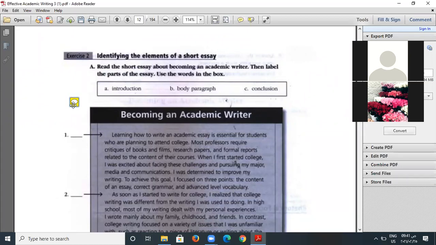Here, when I first started college is what we call an anecdote. An anecdote is something that happened to you in the past; he talks about an experience. I was excited about facing these challenges, which are writing research papers, while pursuing my major, media and communication. I was determined to improve my writing. So what was his goal? To improve his writing.